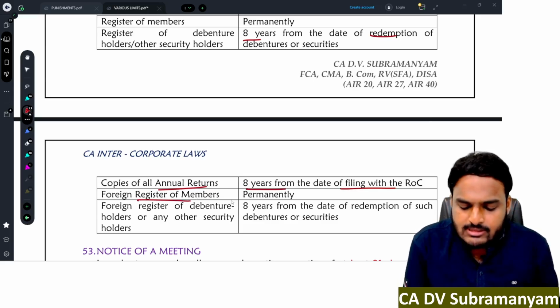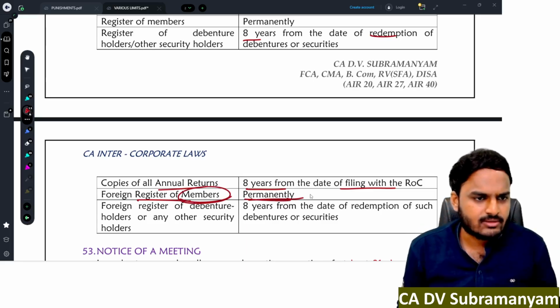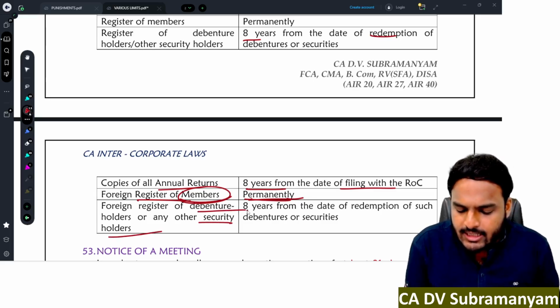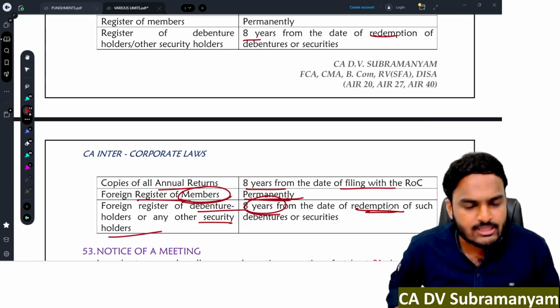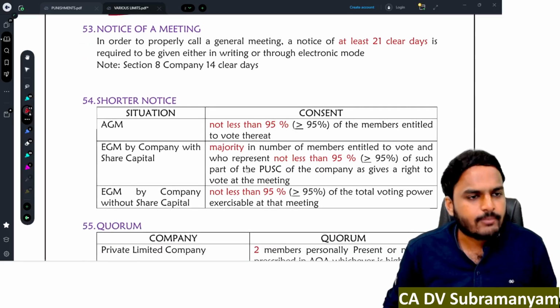Foreign register of members, if it is members register, it is permanent till liquidation. Other than members, debenture holders, other security holders, then 8 years from the date of redemption of such debentures or securities.